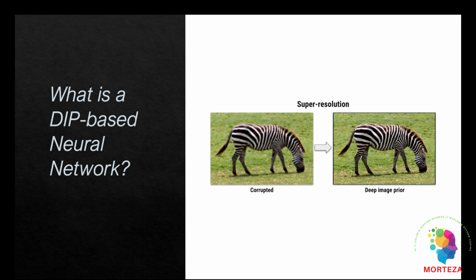Unlike traditional neural networks which learn from large amounts of labeled data, a DIP network learns directly from the image itself during the optimization process. The main principle is that deep networks are powerful enough to capture the inherent structure of natural images, which allows them to restore corrupted images through optimization.